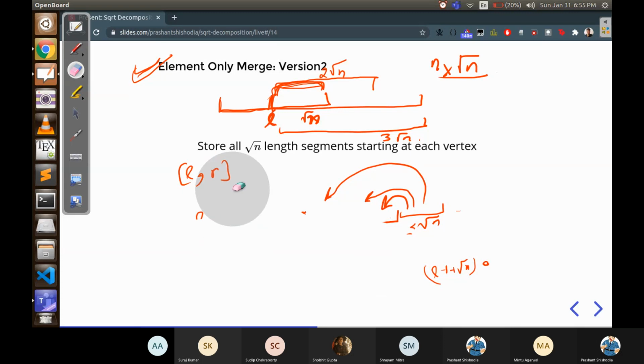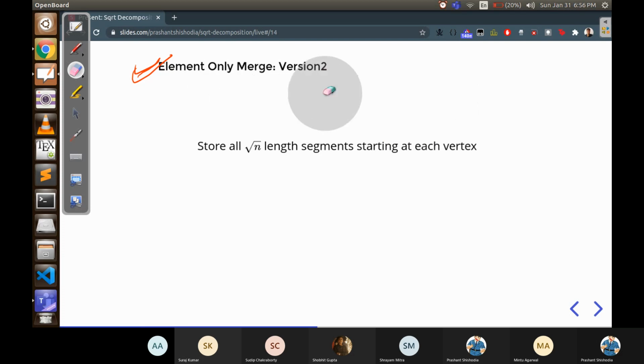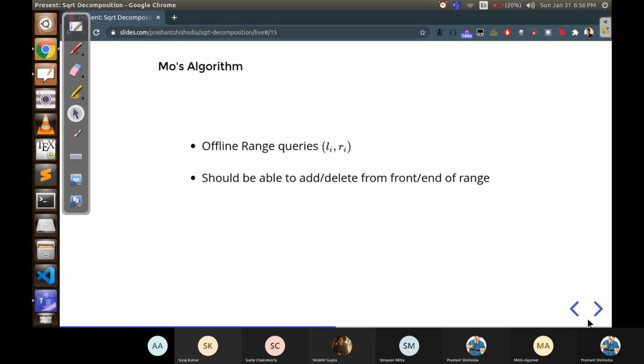So even in this version, you can store a heavy amount for each range too, but then you will have to adjust the block size. You will have to do the actual computation, find the actual time complexity, and find the block size according to that. So it's now Moore's algorithm.